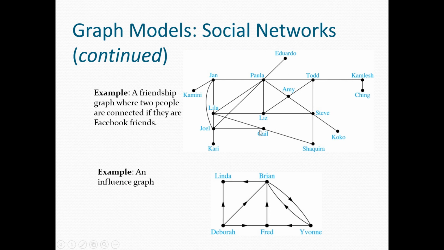Here is an example of a friendship graph. This is an undirected graph, and you can see Jan is a friend of Paula, Paula is a friend of Andrew, and so on. In the influence graph, we can read this graph as Brian influences Linda. Similarly, Fred is influenced by Deborah, or Deborah influenced Fred, Fred influenced Brian, and so on.